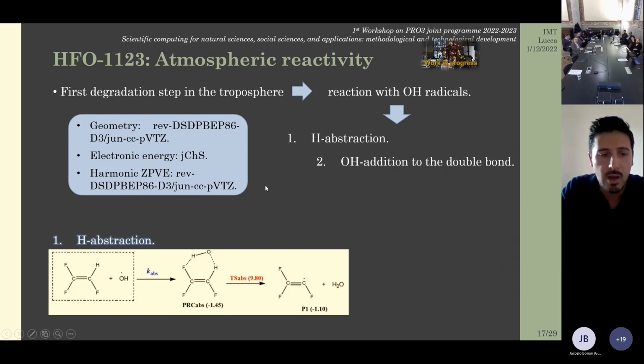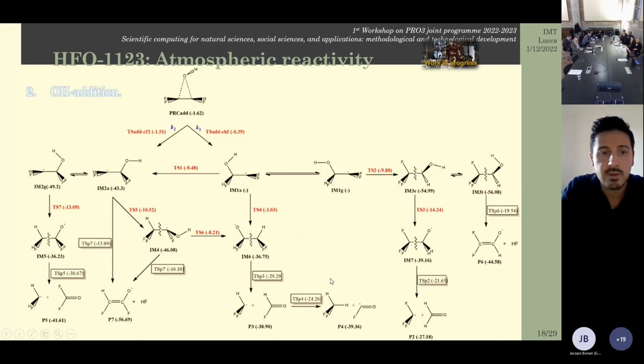Here actually two channels are open. The first one is the abstraction of this hydrogen atom by means of the OH radical with formation of this fluorinated radical and water, but the most interesting pathway is related to the addition of the OH radical to the carbon-carbon double bond, and here we need to address the regioselectivity issue, because the OH radical can add either to the carbon atom of the CF2 group or to the carbon atom of the CFH group.